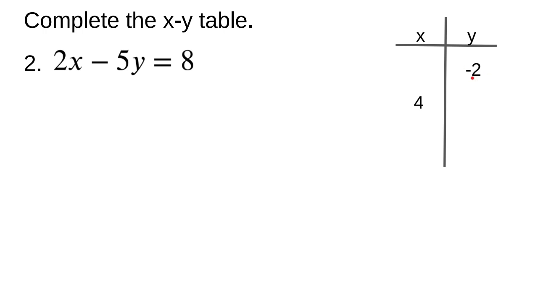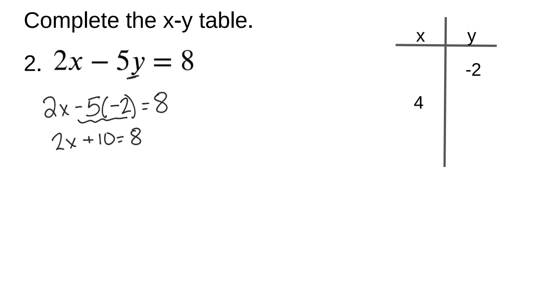That -2 is in the y column. So we're going to come over here to this equation, and wherever we see this y, we're going to swap it out for the -2. So we're going to have 2x minus, and instead of 5y, it's 5 times -2 now. And we're going to need to simplify and solve for x. First up, I'm going to go ahead and multiply these. A negative times a negative is going to make that +10. To solve for x, we would subtract the 10 from the other side. So we're going to get 2x equals -2. To get x by itself, we need to divide both sides by 2. We're going to get x equals -1.